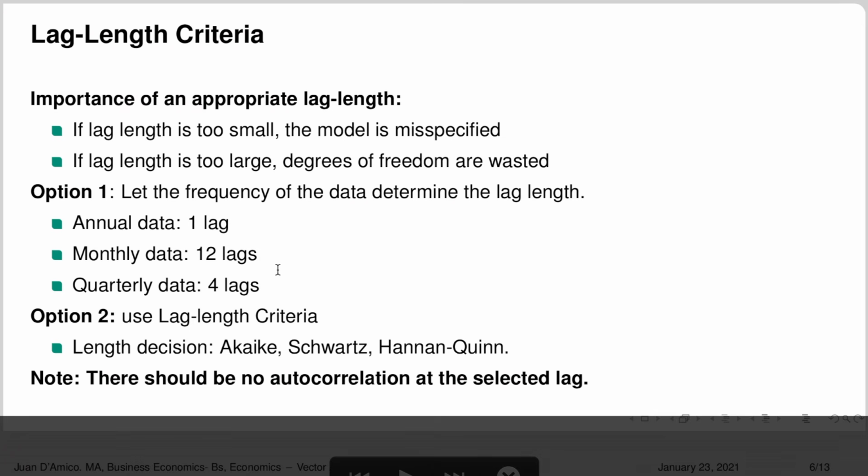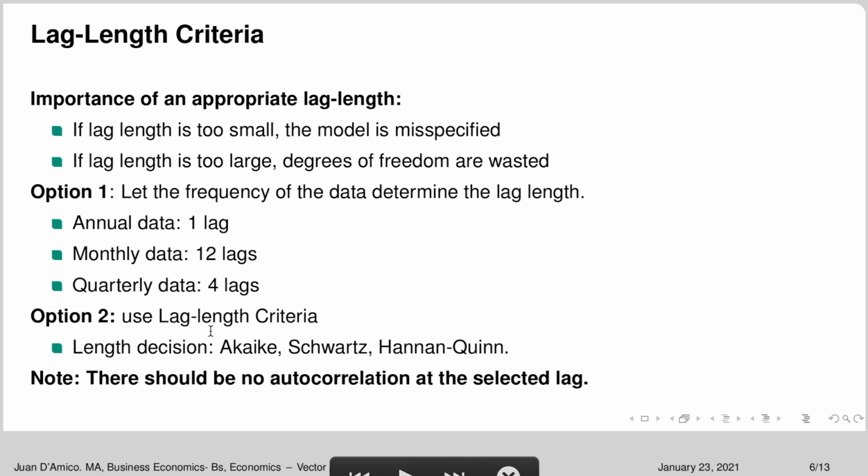Option 2 is using one of the criteria to determine the lag length, which would be, for example, Akaike, Schwarz, and Hannan-Quinn. Just as a note, there should be no autocorrelation at the selected lag. So whether we choose option 1 or 2, we have to verify that there will be no autocorrelation at that specific lag.